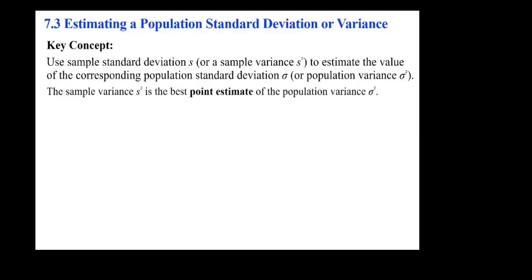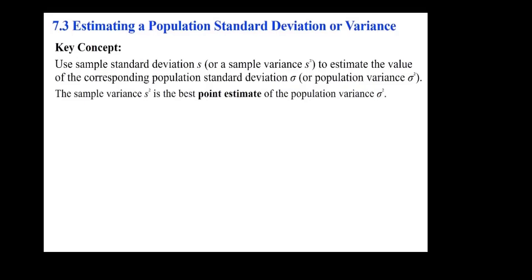Now, estimating a population standard deviation or variance, use sample standard deviation or sample variance to estimate the value of the corresponding population standard deviation, sigma, or population variance, sigma squared. Remember, p hat for p, x bar for mu, s for sigma, s squared for sigma squared. The sample variance s squared is the point estimate of the population variance sigma squared.